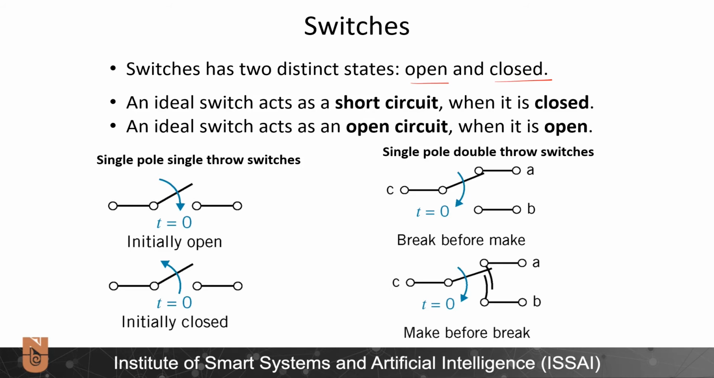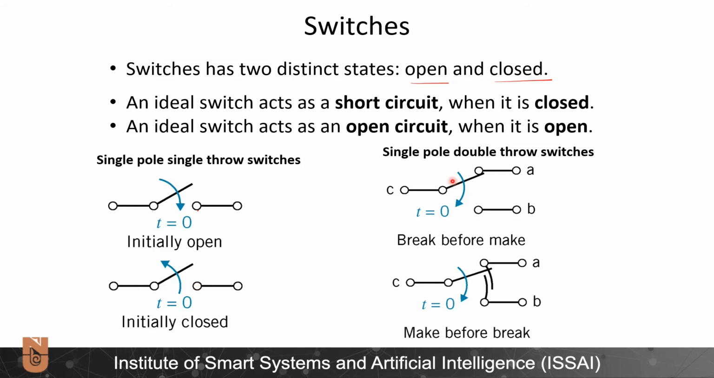Here are some different types of switches. On the left, we have single pole, single throw switches. Here, the switch is initially open at t is equal to 0. It closes, connecting this part of the circuit with this other part. And here, we have an initially closed switch, which at t is equal to 0 breaks the connection between the left part and right part.